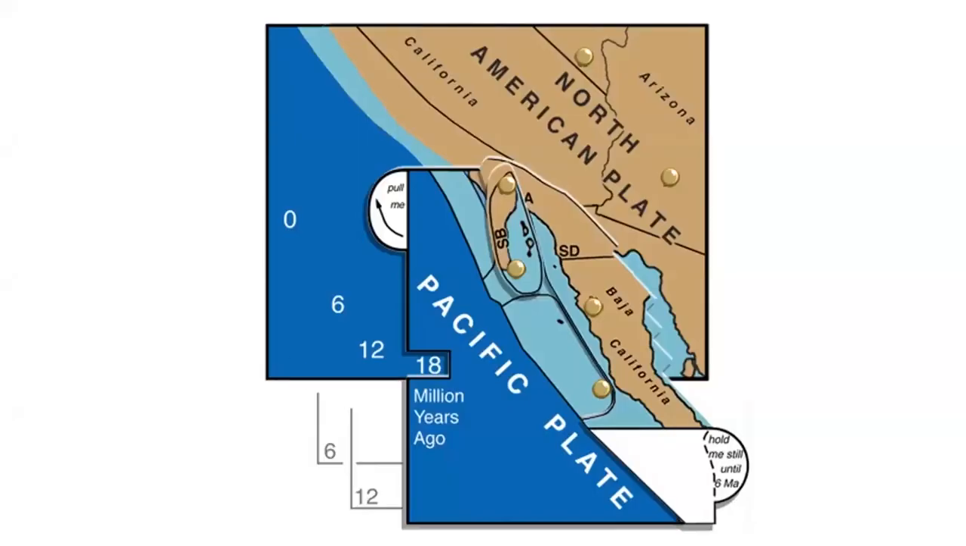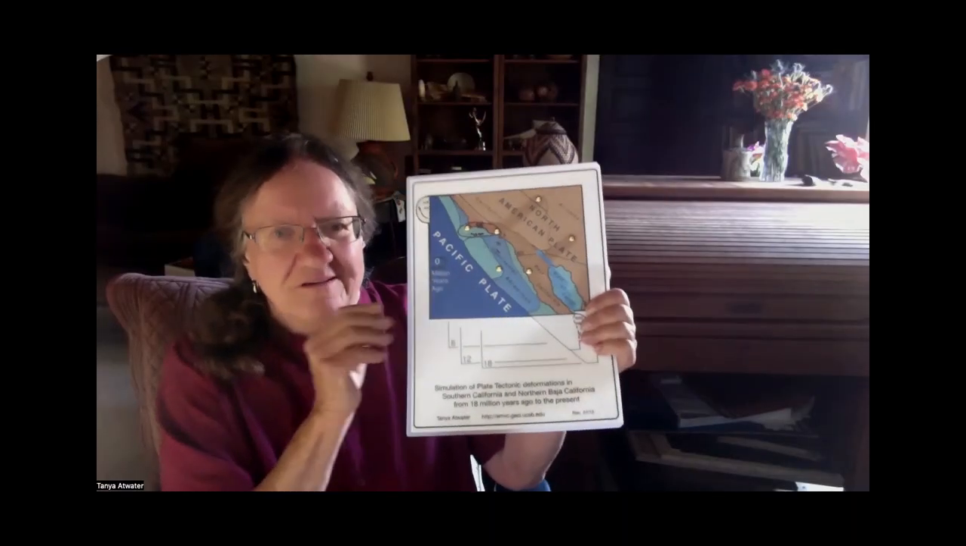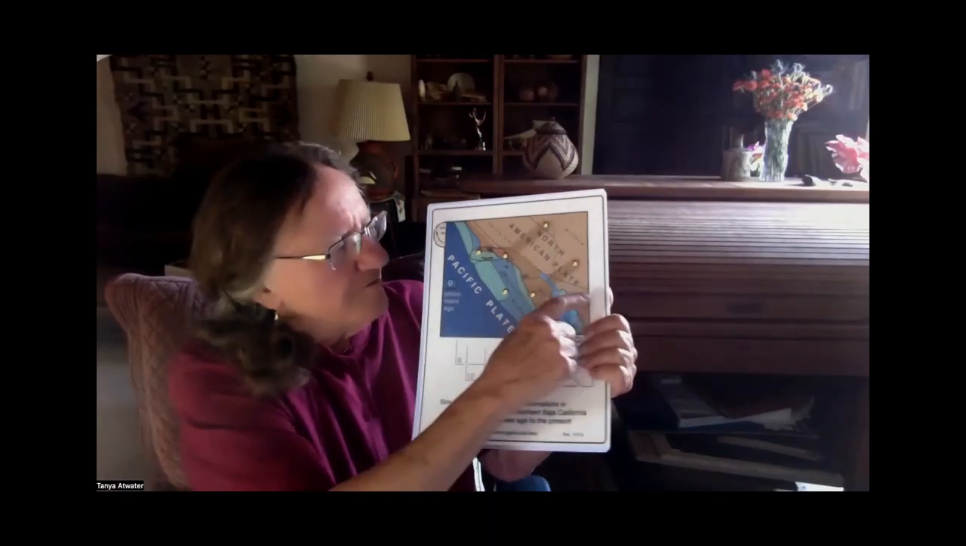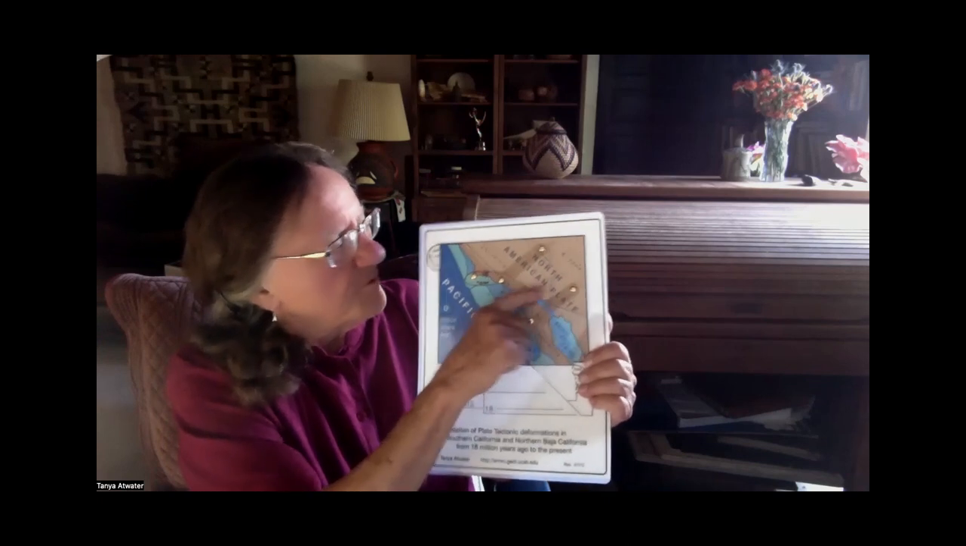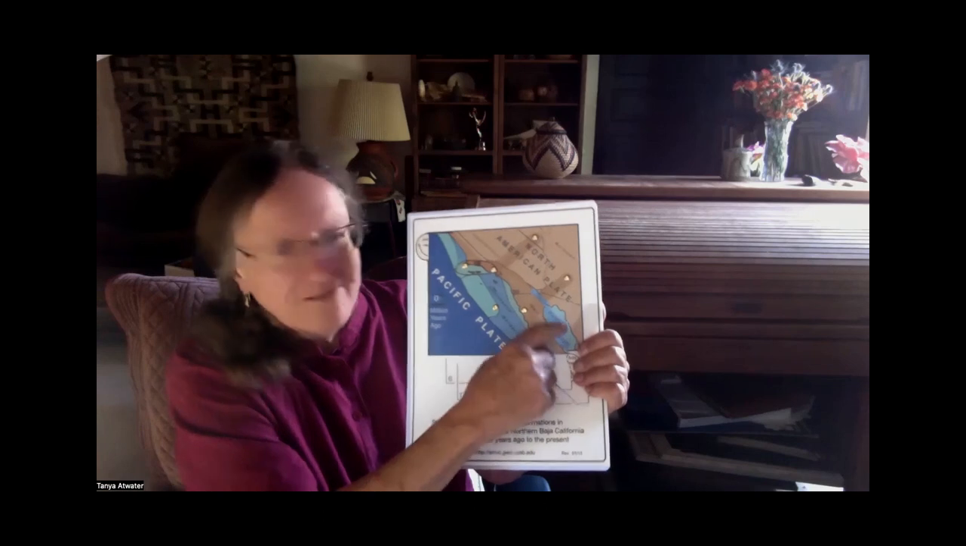I made a physical model to show this rotation, and you can get a hold of a copy of it if you want. This is the present configuration, and let's find ourselves. There's the Mexican border, Santa Barbara, LA, and San Diego. Here's Baja California and the Gulf.